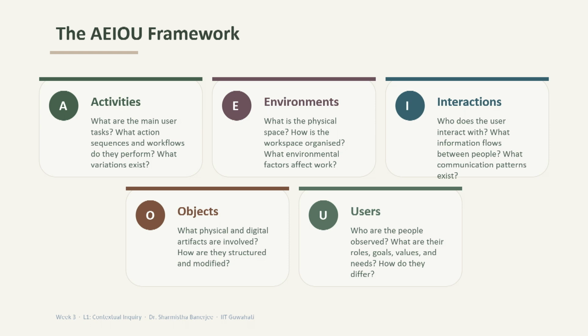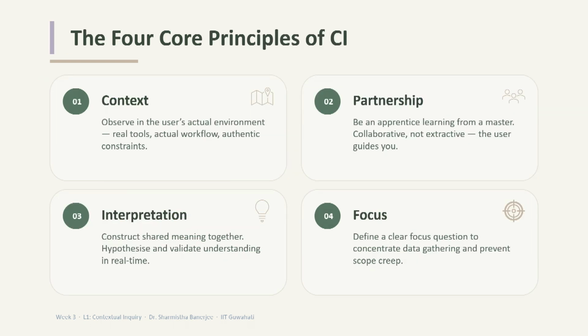Then the interaction part. Who does the user interact with when they are doing that particular activity? What information flows between the people involved, and what communication patterns exist? For the objects, what physical and digital artifacts are involved while doing it? How are they structured and modified? Now coming to users. Who are the people observed? What are their roles, goals, values and needs, and how do they differ? So now we will go more into the details.